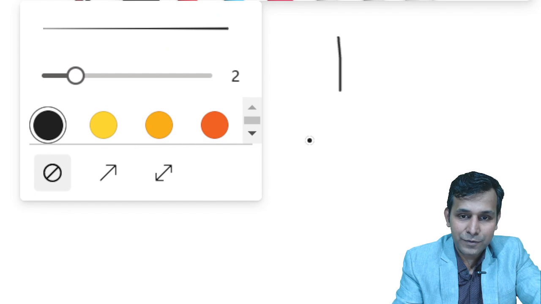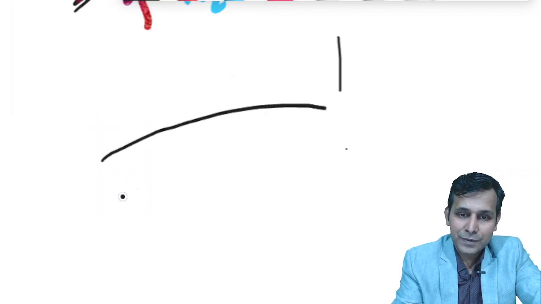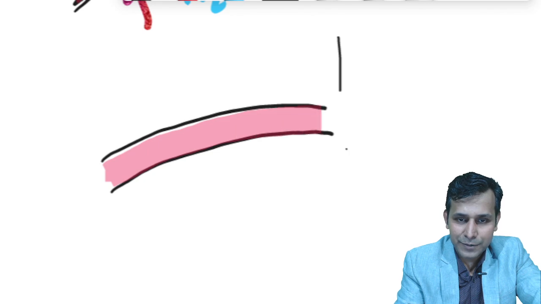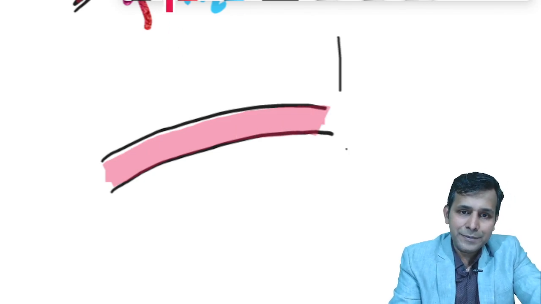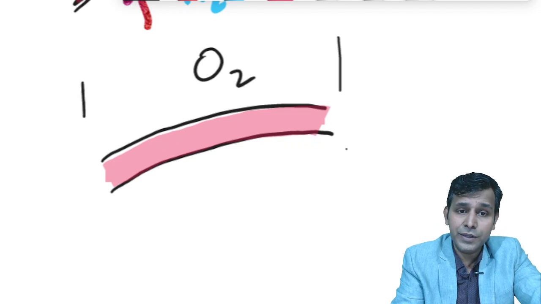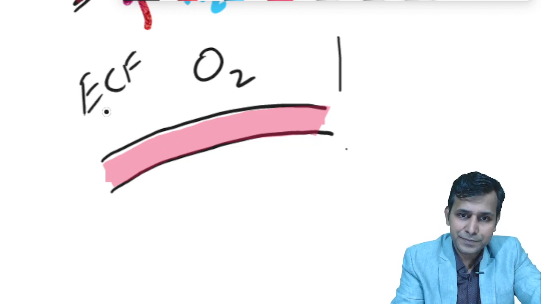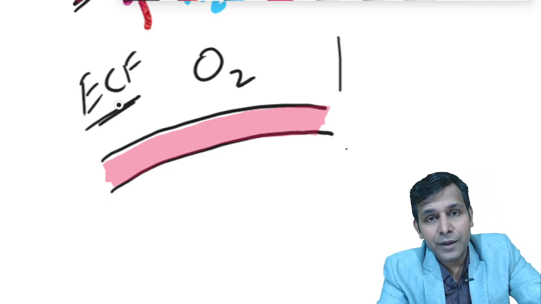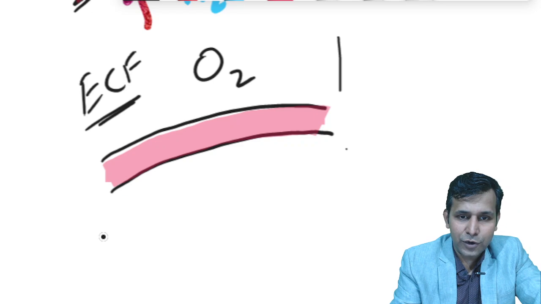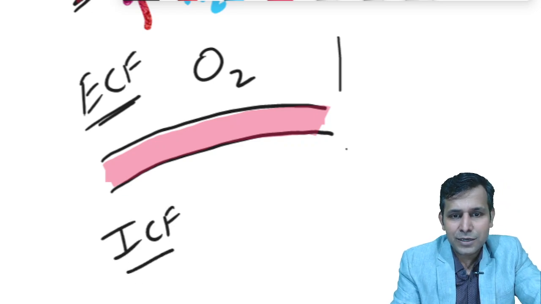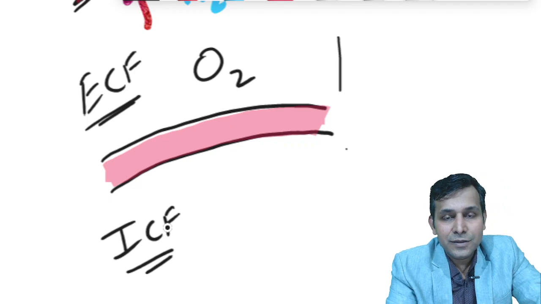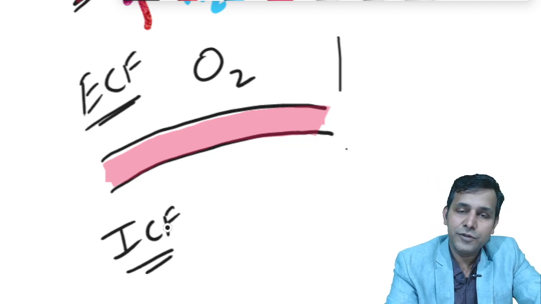We'll draw a lipid bilayer here. This is one layer, this is the other layer. So we have a lipid bilayer, with the interior being hydrophobic. Now let us assume we have oxygen. Oxygen is more in the outside, that is in the extracellular fluid. ECF forms the outside environment, whereas the interior of the cell has a fluid called ICF, intracellular fluid. ECF is the fluid which is outside the cell, ICF is the fluid which is inside the cell.